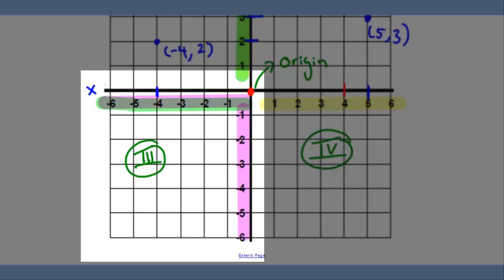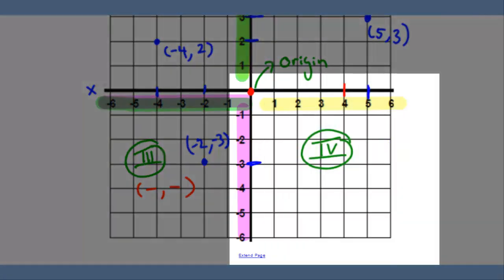In quadrant 3, the numbers going across still stay negative, but going down is also negative. So all the numbers in quadrant 3 are negative, negative. So if you name a point in this quadrant, it will be (-2, -3) because it is 2 to the left and 3 down.